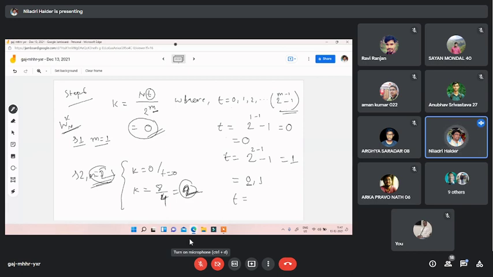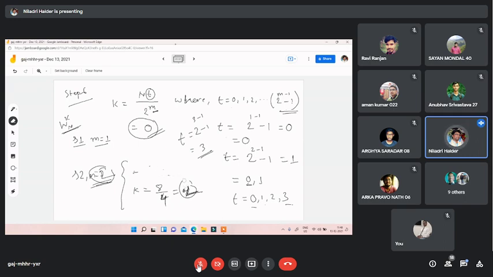For stage 3, what is the value of t? 3. So the maximum value of t is 3, so t will vary as 0, 1, 2, 3. Right? t is 2 to the power 3 minus 1 minus 1, so 3. So t will vary from 0 to 3. So how many k will you get? 4 number of k you will get.